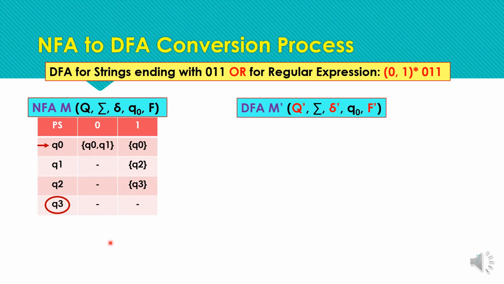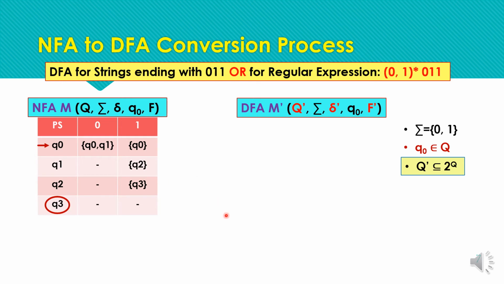For this we have defined the DFA with the name M dash and the same input symbols. Q naught is the same initial state as the NFA, but now we have to find out the set of states for the equivalent DFA.